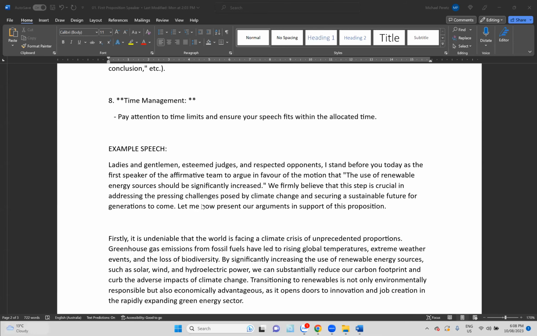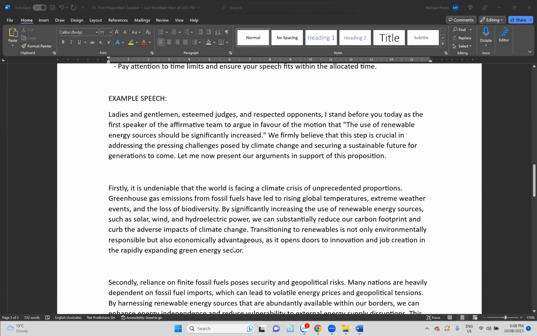So we move on to our first argument here, and I want you to pay attention to the teal paragraph structure that we use here. So we start with our signposting. So firstly, up is onto his first argument. It is undeniable that the world is facing a climate crisis of unprecedented proportions. So we're setting up with a strong topic sentence.